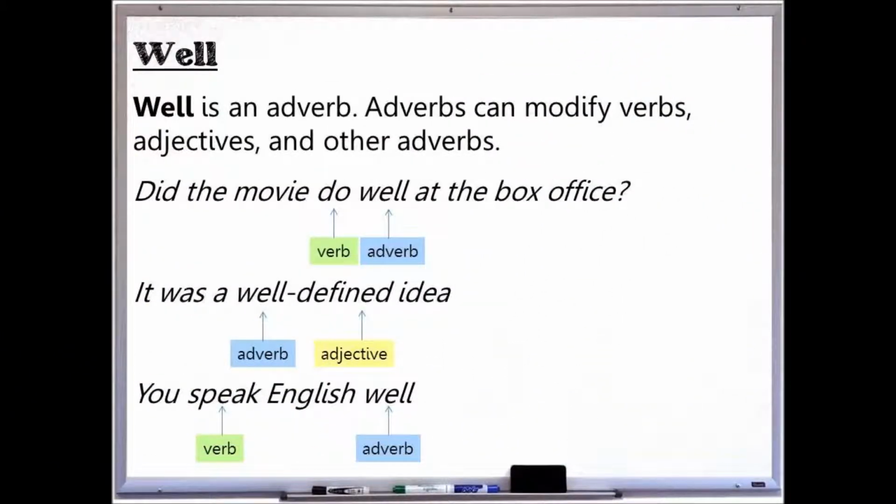Now let's take a look at well. Well is an adverb. Adverbs can modify or change verbs, adjectives, and other adverbs. The first example, did the movie do well at the box office? The adverb well is describing how the movie did, the verb. Point 2. It was a well-defined idea. In this case, the adverb well is describing the adjective. And in the third example, you speak English well. Again, we're describing how the person speaks, the quality of their speaking, not the quality of their English.